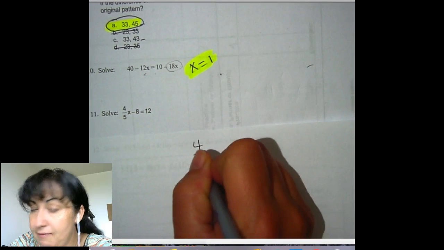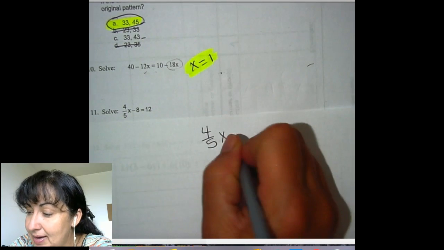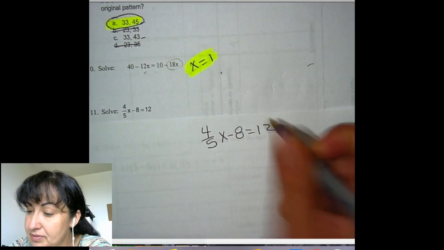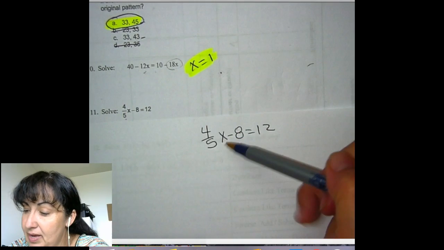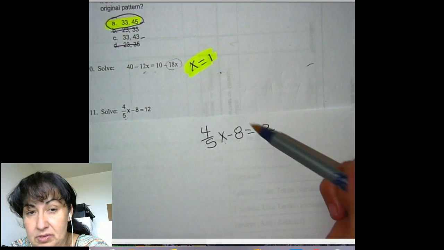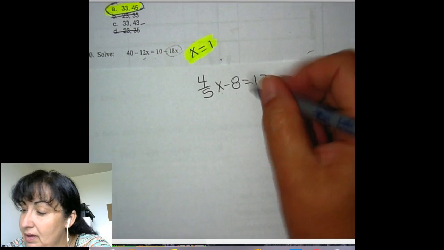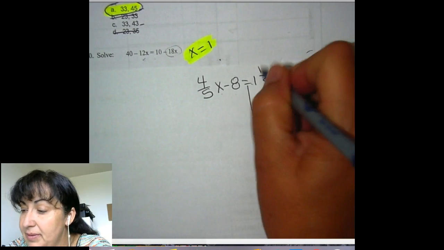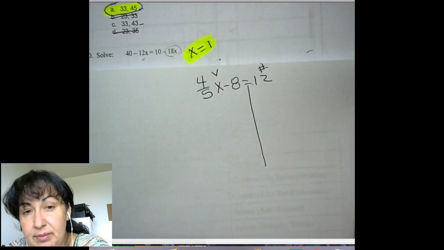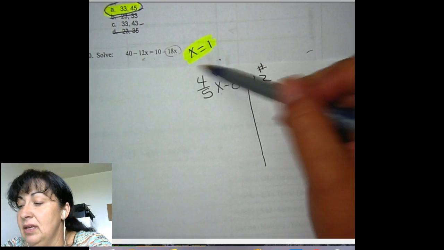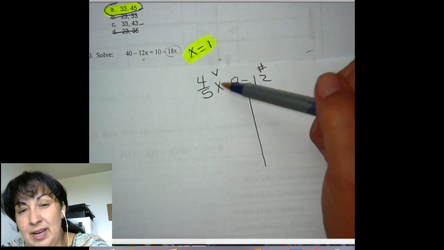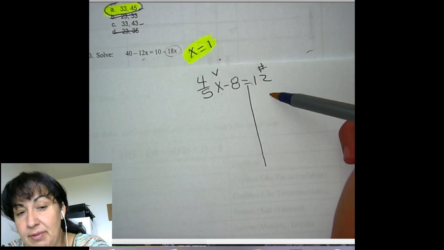Number 11, I'm going to rewrite and do it correctly this time. I'll double check myself. 4/5 x minus 8 equals 12. So double check. 4/5 x minus 8 equals 12. Okay. So I'm going to bring this up so we can see it a little easier. I'm going to draw my line here. This is going to be my number side, and this is going to be my variable side. Since my variable side is going to stay here, I'm going to leave this for a second, and I'm going to move the number over.